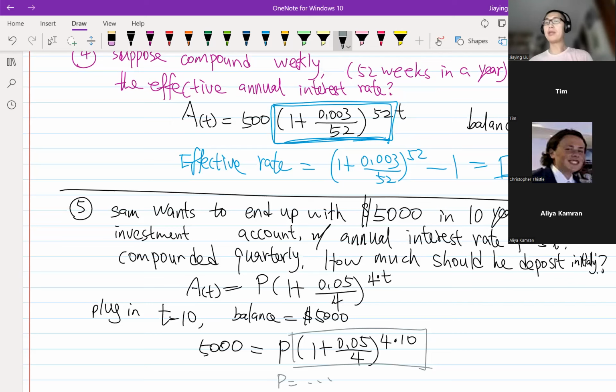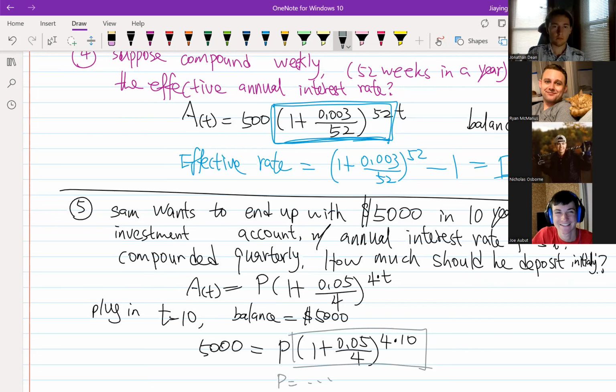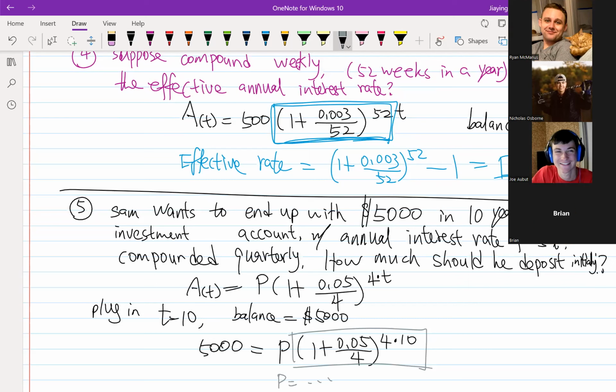If you have it open, feel free to leave. You don't have to stick around on Zoom, just like before. Feel free to leave and work on it. If you have any questions, come back here. I'll be here.